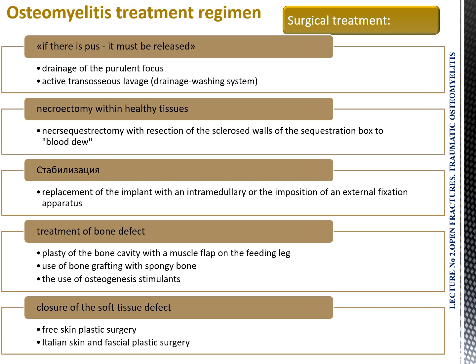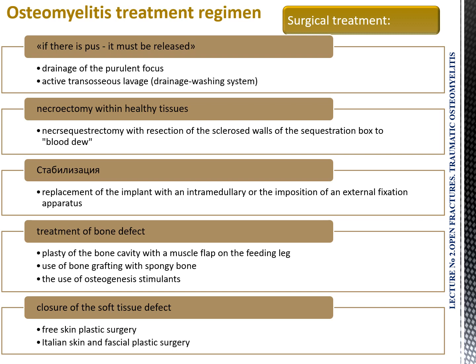Consequences of bone damage. The consequences of purulent bone melting are usually accompanied by the formation of a bone defect. Bone grafting with a muscle flap on the feeding leg, when the defect of the bone substance is replaced by a nourished tissue. In this case, we hope for the rebirth of various pluripotent cells into bone matter.